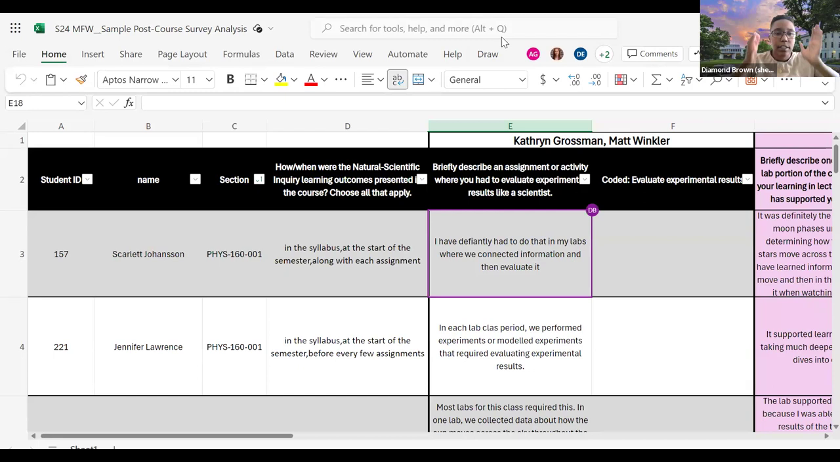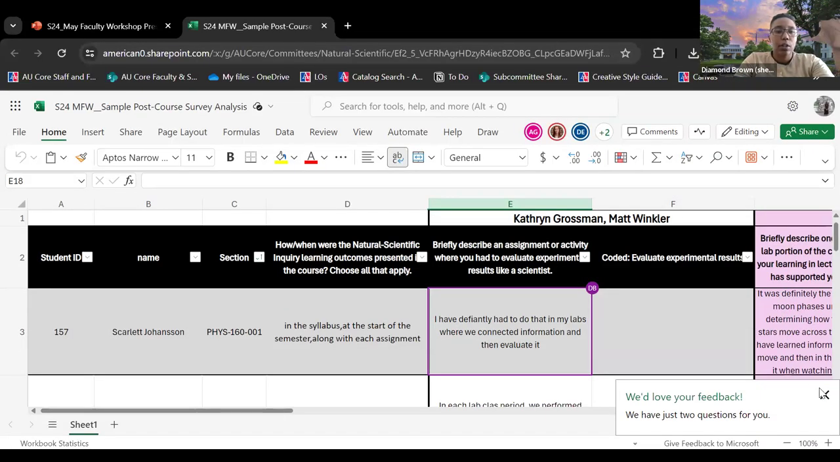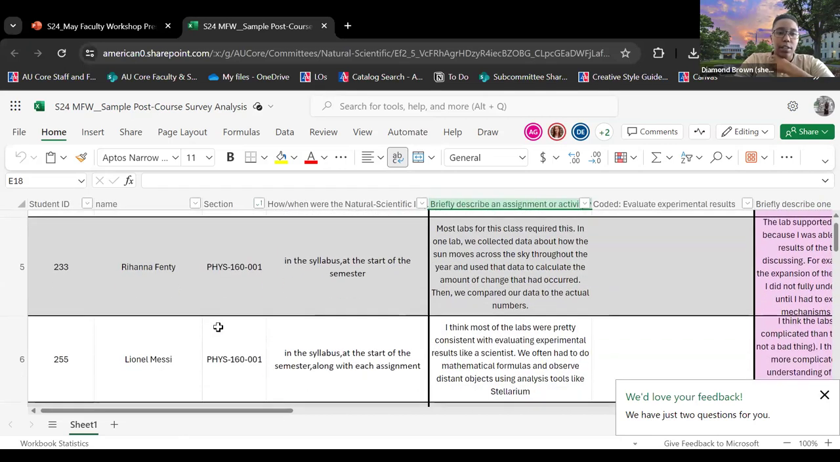Yeah, so you'll see that there are two columns there, E and F, G and H, etc., that have a name at the top or two names at the top. And then what you're going to do is go down each row and code the group of students, to see what patterns or trends you're seeing.